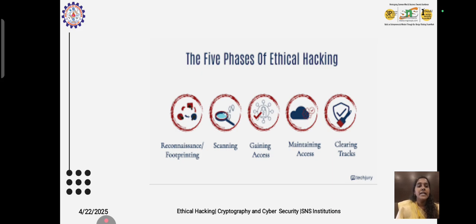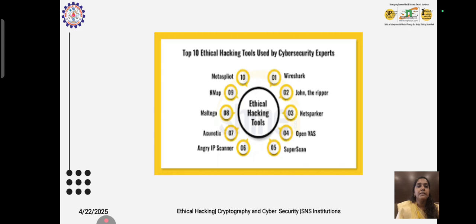Next is maintaining access. Maintaining access means staying within the system to further analyze it. Next is clearing tracks. Clearing tracks means hiding any evidence of the testing activities. These are all the 5 phases.